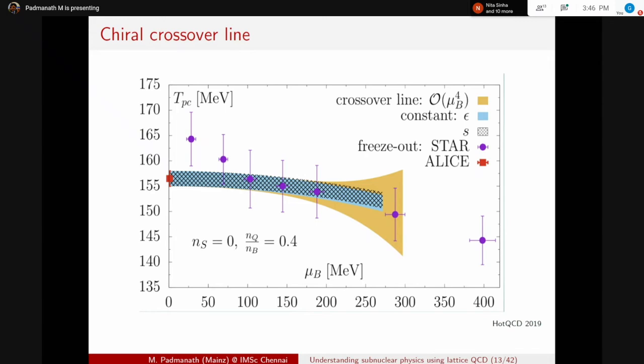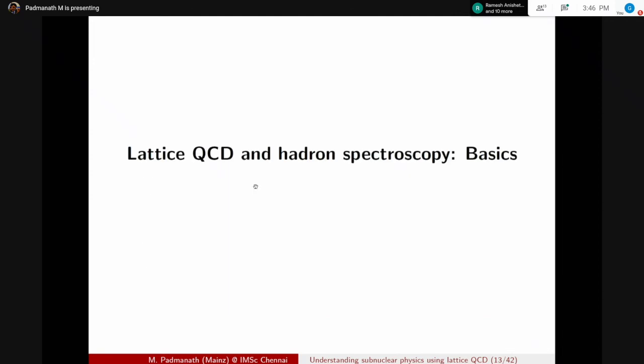So this was said. I hope you all have got a feel of why I study subnuclear physics and why I use lattice QCD to study all these things. Now that I have said all this, let me give you a brief feel of lattice QCD and how we do hadron spectroscopy using lattice QCD.